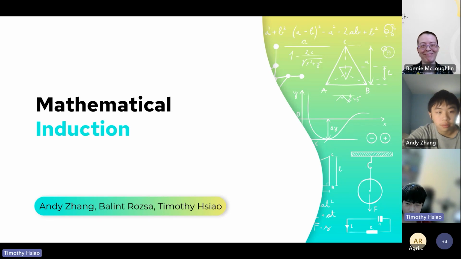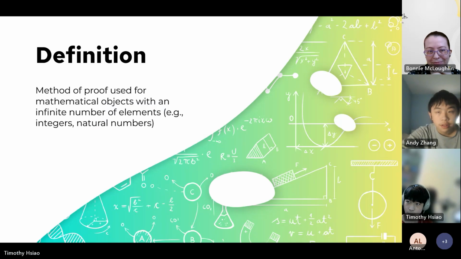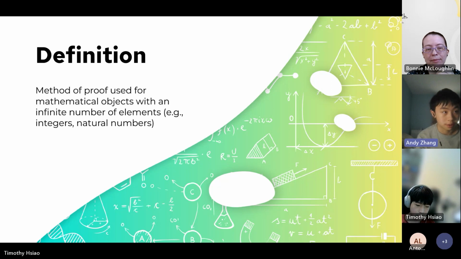This is Mathematical Induction by Timothy, Balint isn't here, and me, Andy. So induction is a method of proof that's generally used for a large set of elements with an arbitrary length, or it can be an infinitely large length. We're just trying to prove some equation or some statement regarding these sets of numbers or series.